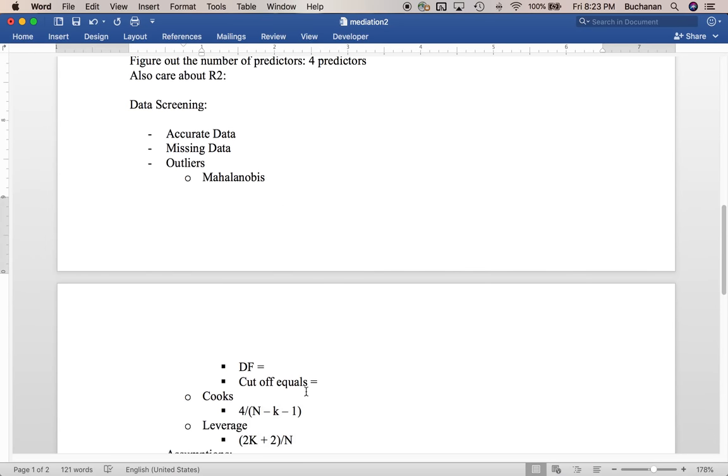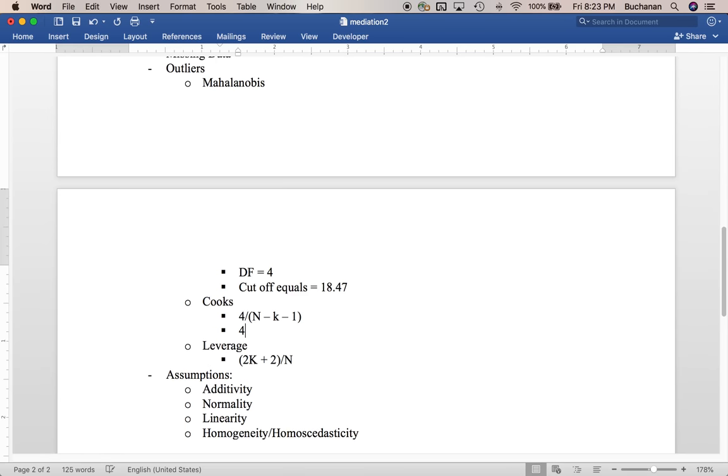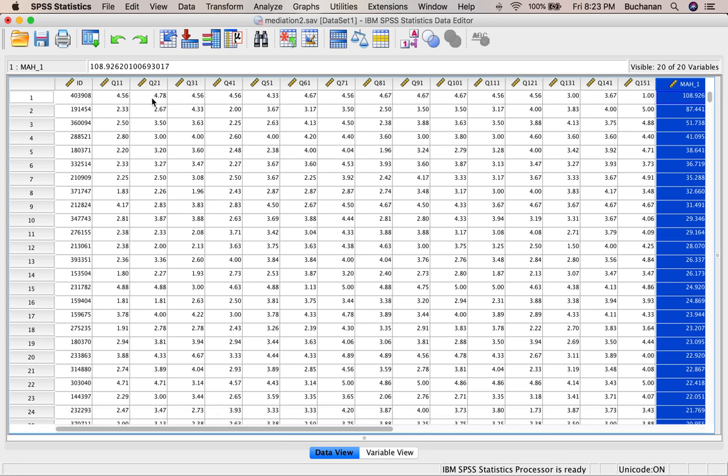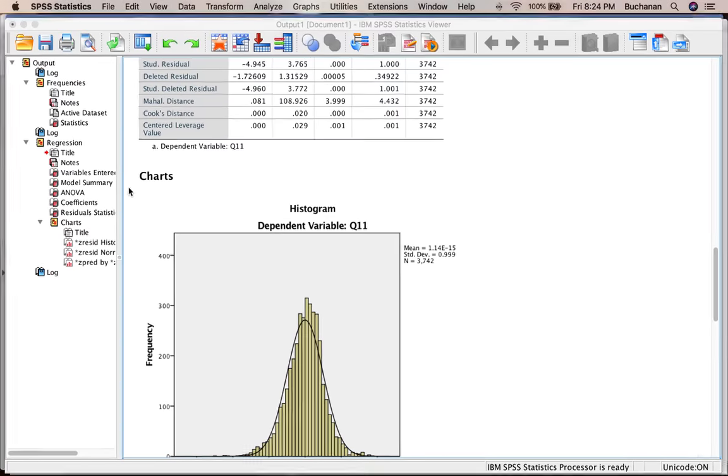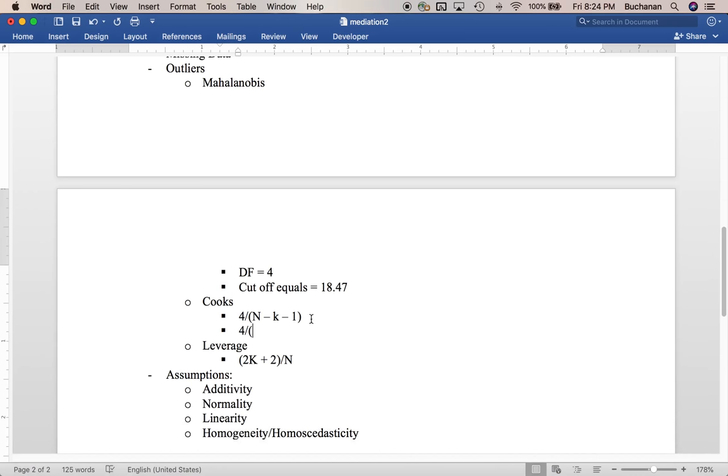Now let's go back to Word over here, fill in some of the stuff. Our degrees of freedom on this one was 4, and our cutoff score was 1847. To calculate the cutoff score for Cook's distance, we're going to need to remember N and K. So this is going to amount to 4 divided by, let's come back over to SPSS, I can't remember N. It's like 3,700, right? So here's N, 3,742. Minus K, which is 4 predictors, minus 1. That number on the bottom is the degrees of freedom residual for your regression analysis. So we got 3,742 minus 4 minus 1 is 3,737. So 4 divided by 3,737.